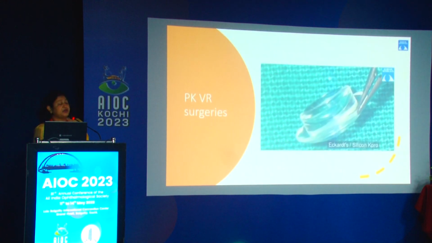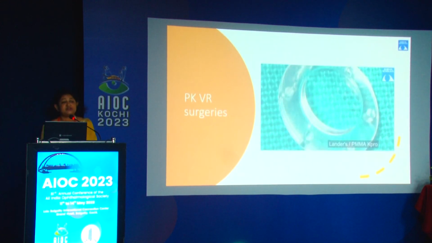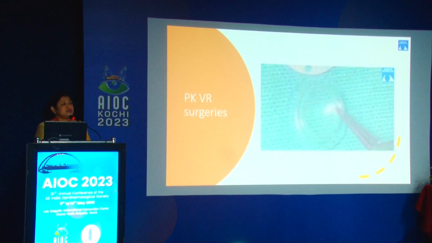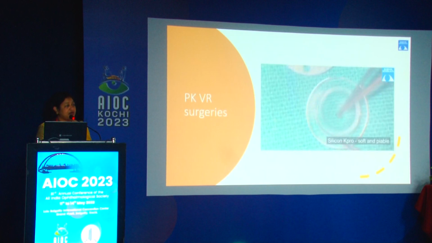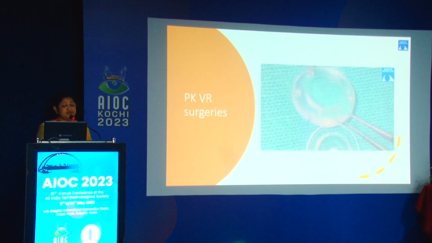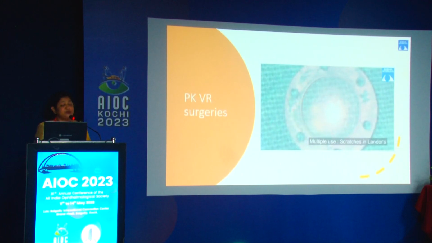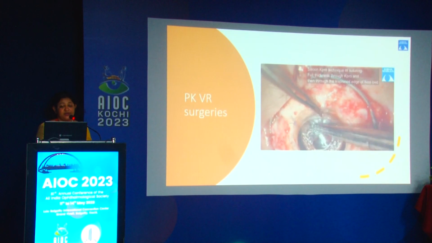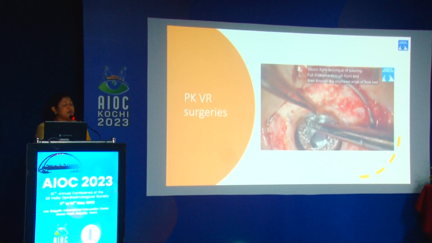Well, the temporary KPros that are available are silicone and the Landers with a PMMA. The silicone is a soft, pliable keratoprosthesis, whereas the PMMA or the Landers is the hard or the rigid one. Multiple uses is going to cause scratches in Landers, and it might result in torn edges in your silicone KPro. The suturing in silicone KPro is much easier.